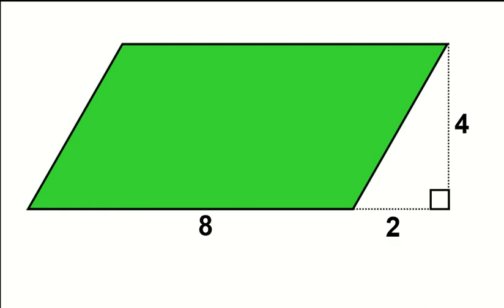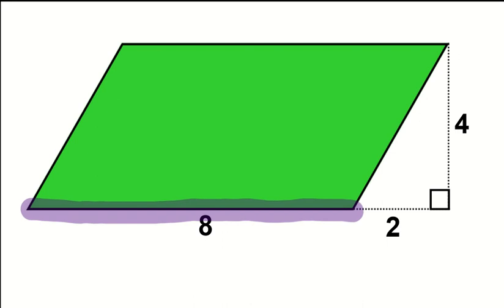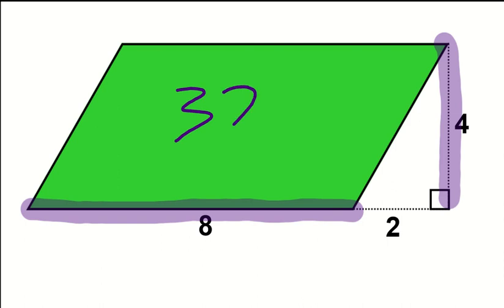All right, who thinks they can tell me this one? Kyle? 40. Nope. Lacey? 32. This one is 32. Is 2 part of the parallelogram? No. The 2 isn't part of the parallelogram, so our base is only going right here. That's just the 8. Our height is still 4, so 8 times 4 gives us 32.